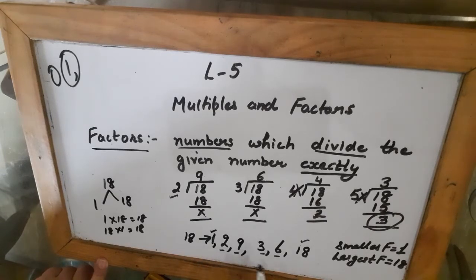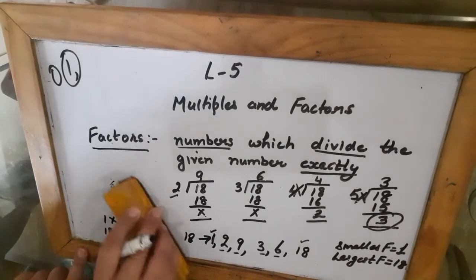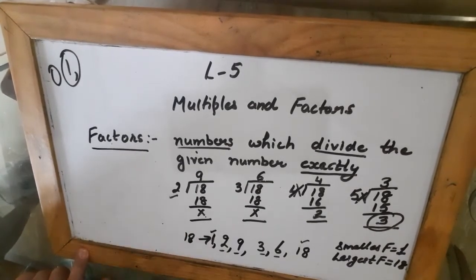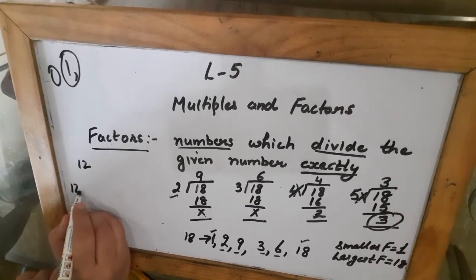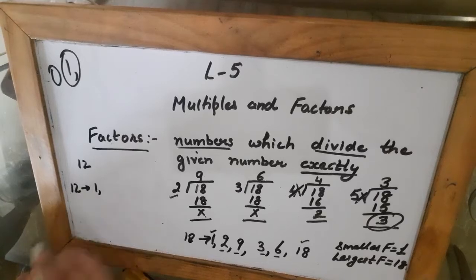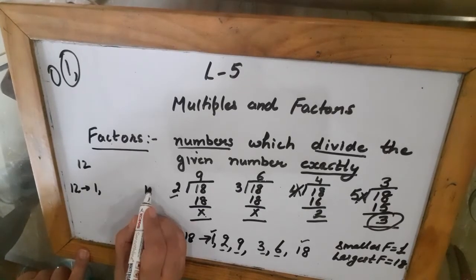And one thing more, I told you that the smallest factor of a number is 1 and the largest factor of the number is the number itself. Suppose I ask you to find the factors of 12. Which will be the smallest factor of 12? It will be 1. And which will be the largest factor of 12?